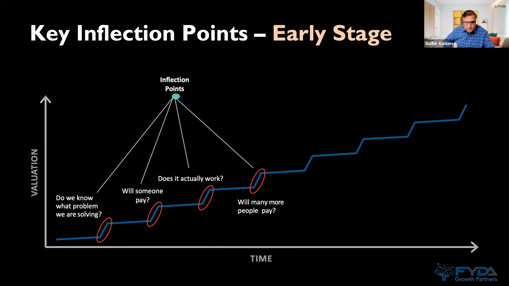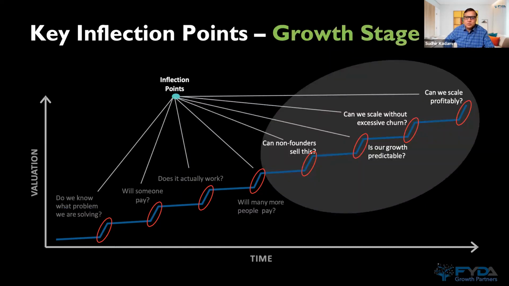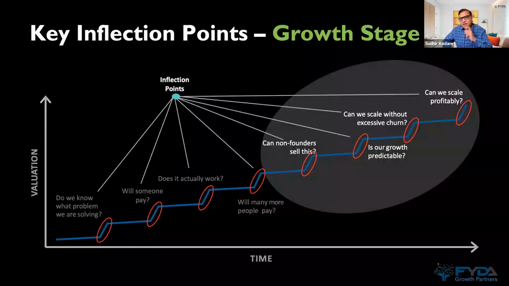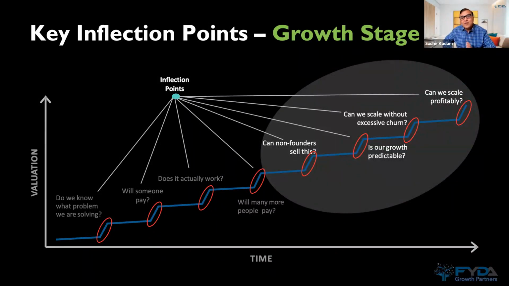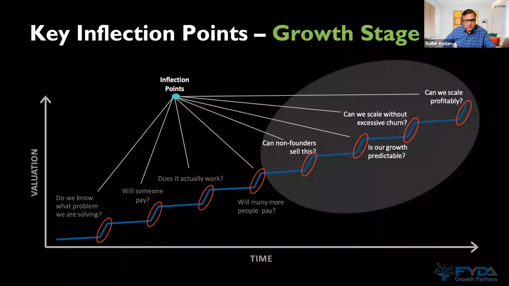And when you go into the growth stage, there are certain other key inflection points. So far founders have been selling. Now, can you bring in non-founders and can they sell? That means, can you build a repeatable sales process? Is your growth predictable? Can you scale without excessive churn? Until then, you don't think about profits, right? Finally you'll say, I have a repeatable, scalable, predictable model. Now, can I scale profitably? And I will step on the gas to build my valuation in the company or go to the next stage of the company.